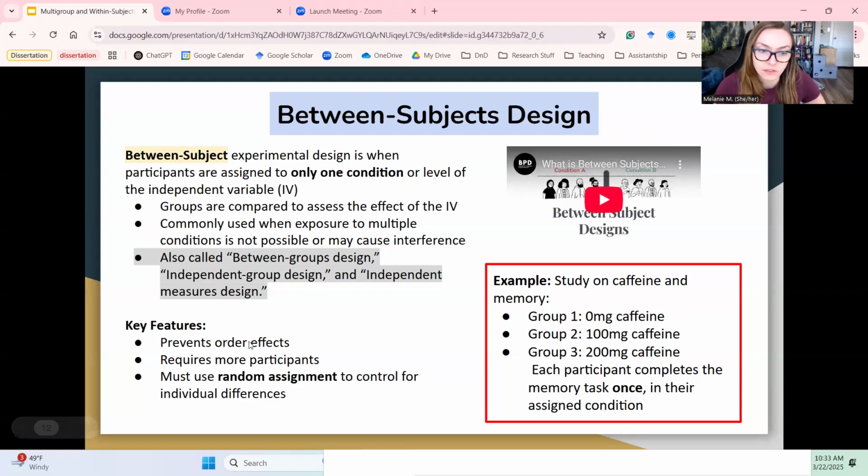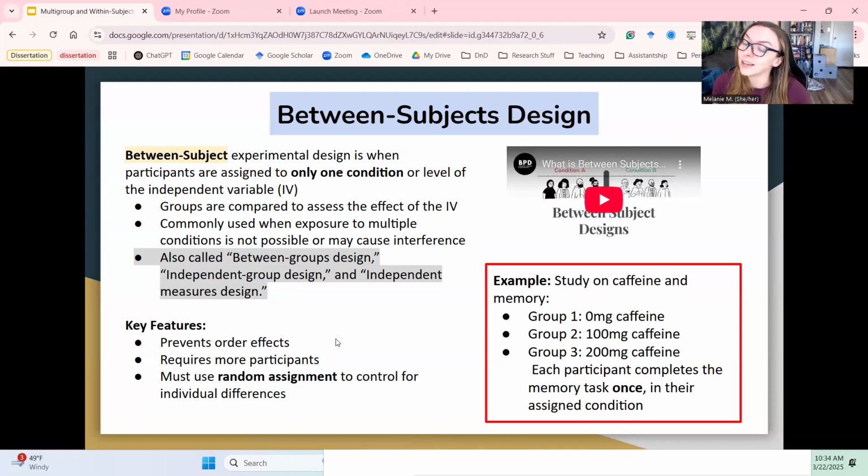Some of the key features of this is that it really prevents order effects. It doesn't matter the order because they're not getting multiple treatments. So it totally eliminates the problem of order effects. I'm not having to worry about carryover because they're only doing it once. I'm not having to worry about them relearning the test or any of those components or getting too fatigued because they're only doing one thing.